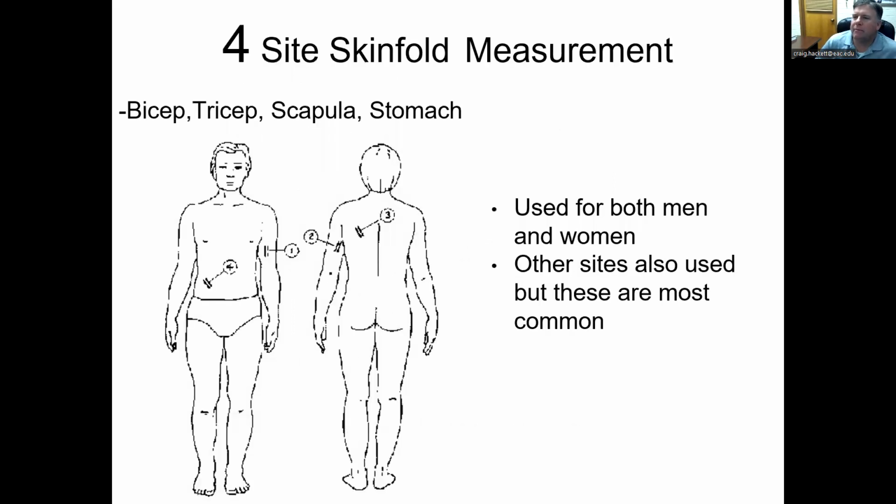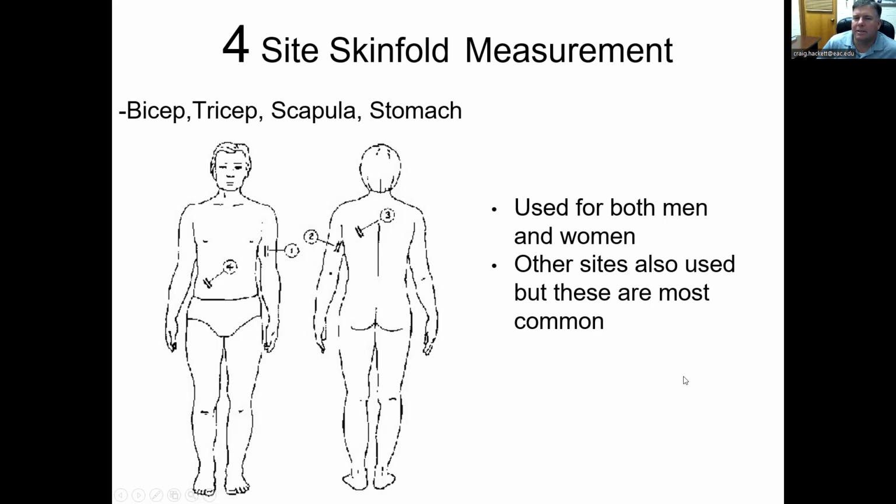So here's an example of a four-site measurement. So here's a bicep, tricep, abdominal, and scapula. I mean, obviously this is fine if you're working with a bunch of male athletes, but kids or female athletes may not want to remove their shirt. So there's just all kinds of things that you have to be aware of before you choose what sort of skin fold measurement that you want to do.